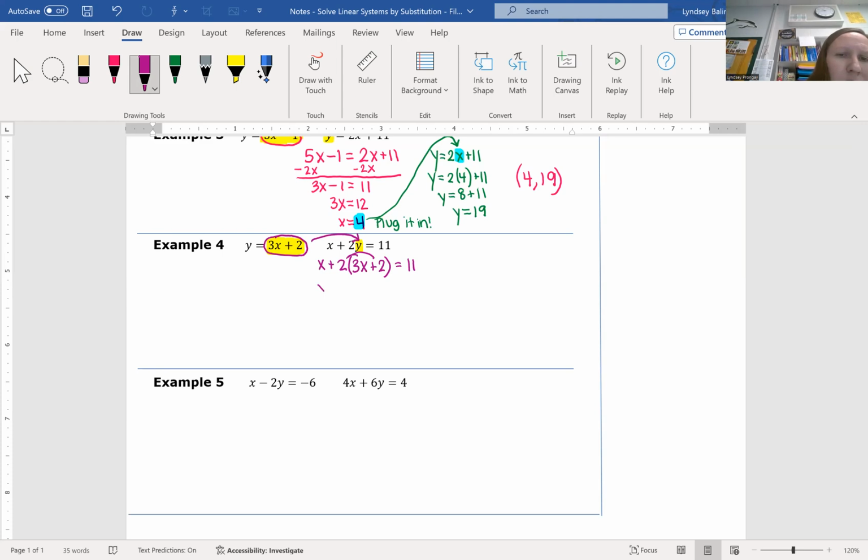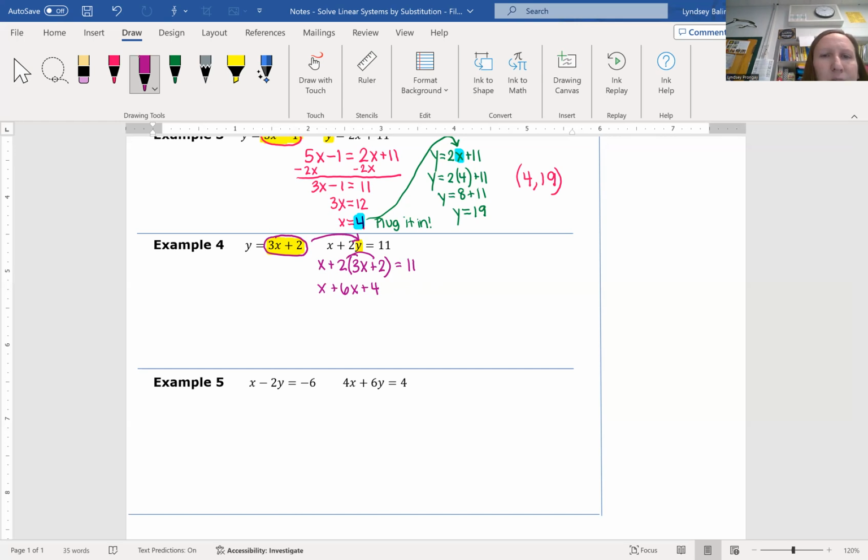So when we distribute, we get x plus 6x plus 4. Notice, once again, I want to note, when I substituted, I only ended up with x's. I don't have x's and y's anymore. Okay, so when you substitute, you should only end up with one variable.